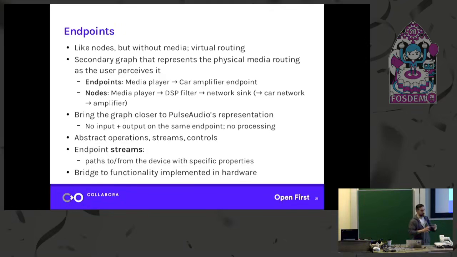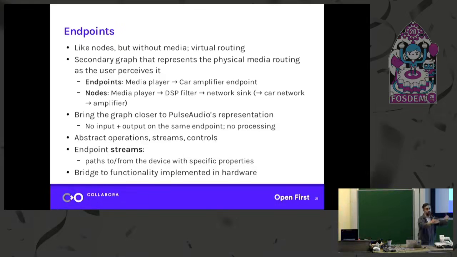Basically, endpoints are also little objects that look like nodes. They can be linked together and unlinked, but they don't actually route media. They are something more abstract. So for example, you could think of a pipeline that, in the endpoints graph, looks like there is a media player that gets connected to the car amplifier, and these are the two endpoints with one link, and there is no more in that graph.